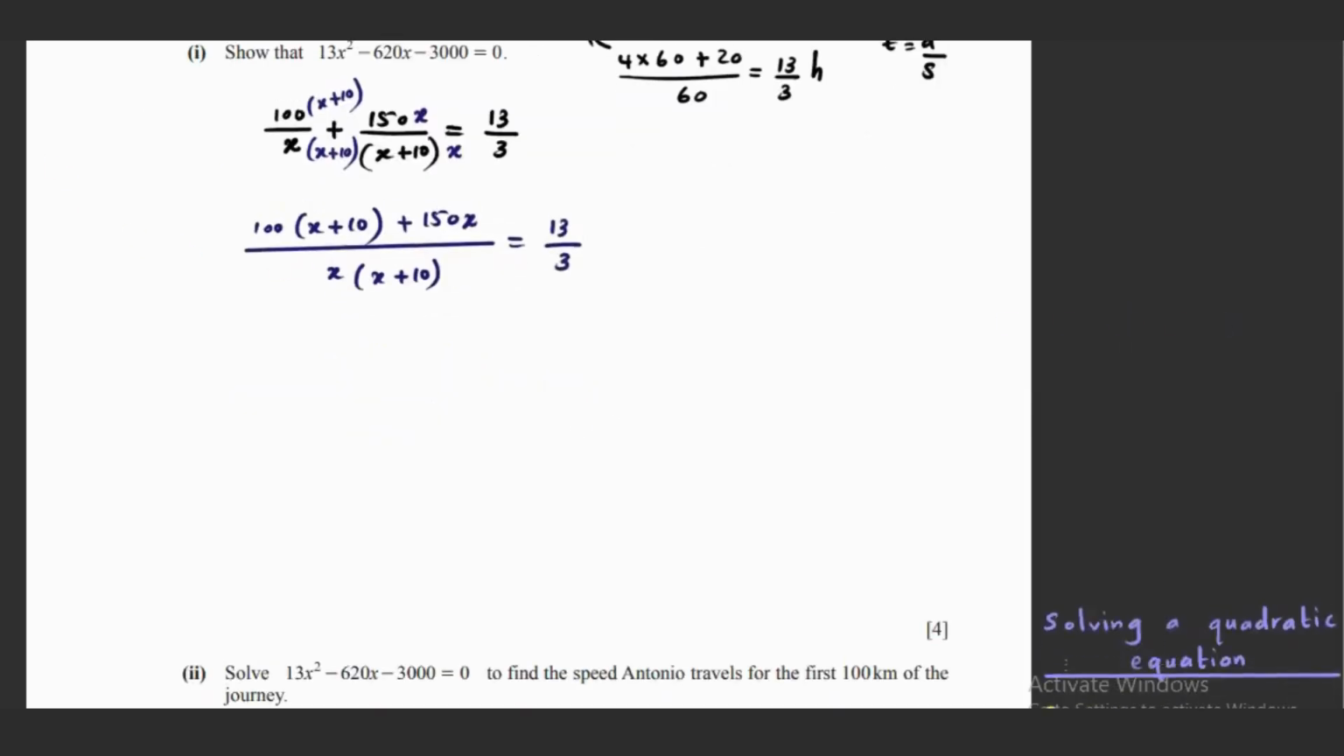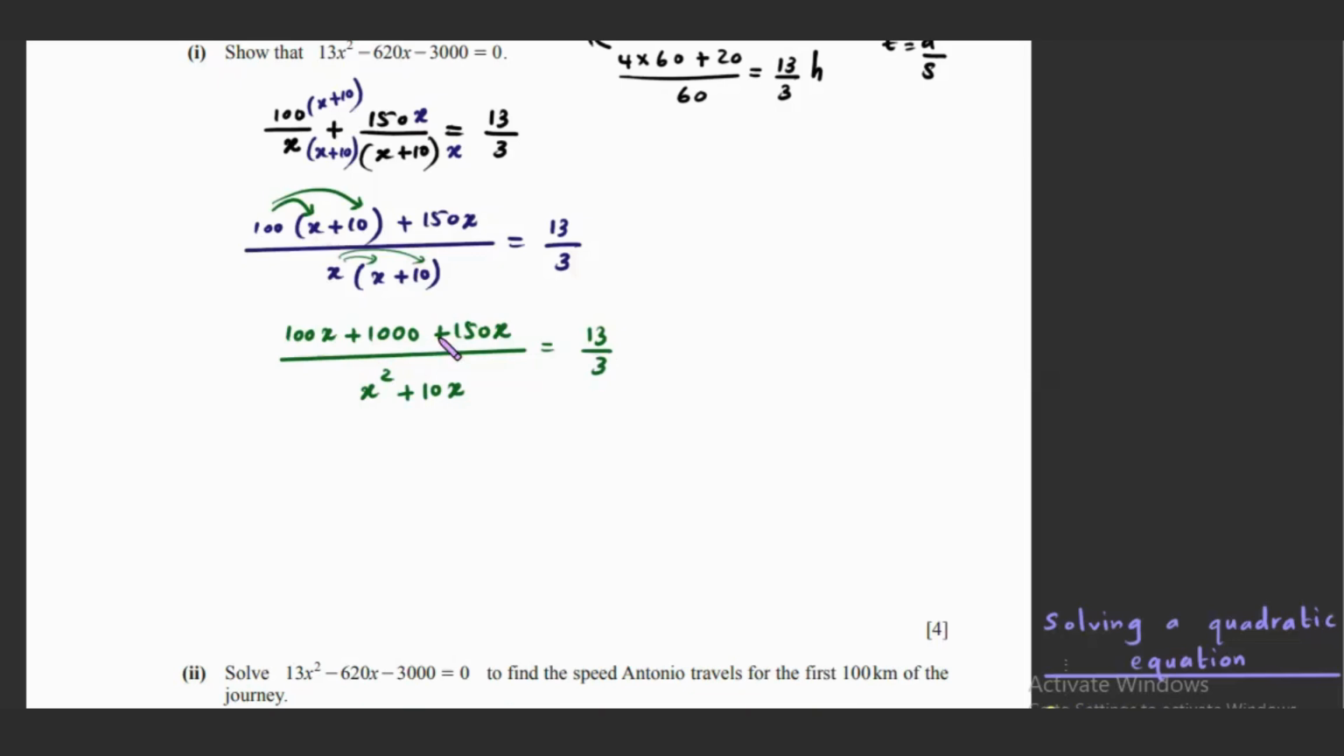Now I need to expand this. 100 times x is 100x. 100 times 10 is 1000. So 1000 plus 150x, over. I'm going to expand this one as well. So I get x times x, which is x squared. x times 10, I get 10x. This is equal to 13 over 3. This is what I have.